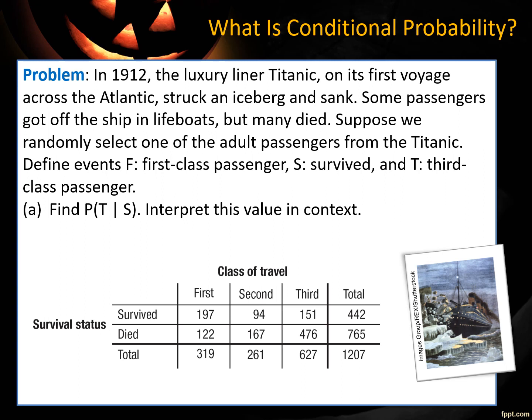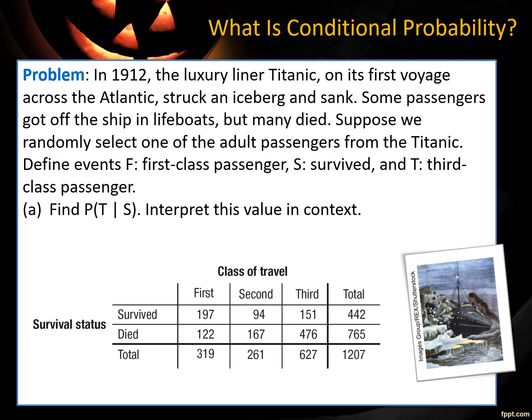right? And I've mentioned this before. A and B are really hard to use because you don't remember what A is or what B is. So I'm going to define the events as F is first class passenger, S is survived, and T is third class passenger. Okay, so we are going to first try to find the probability of T given S. And it says interpret this value in context.